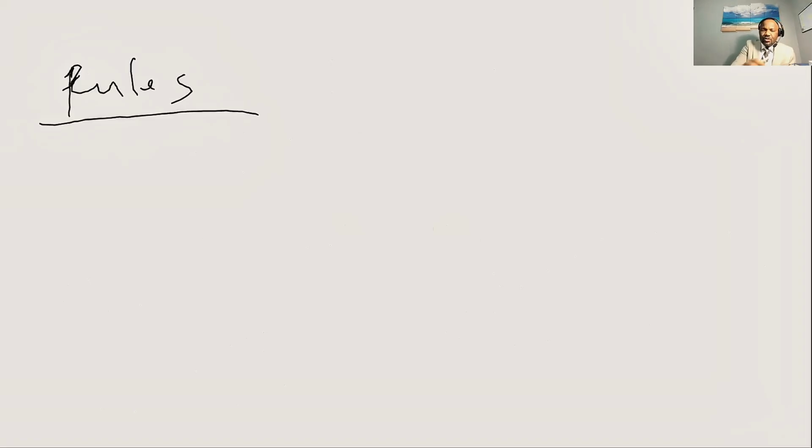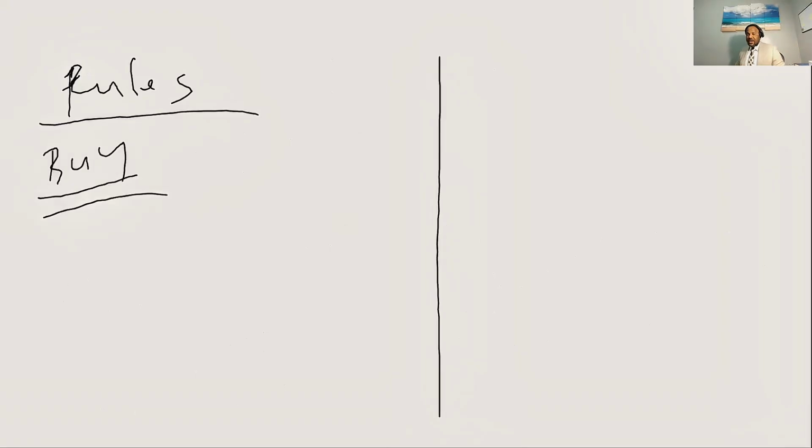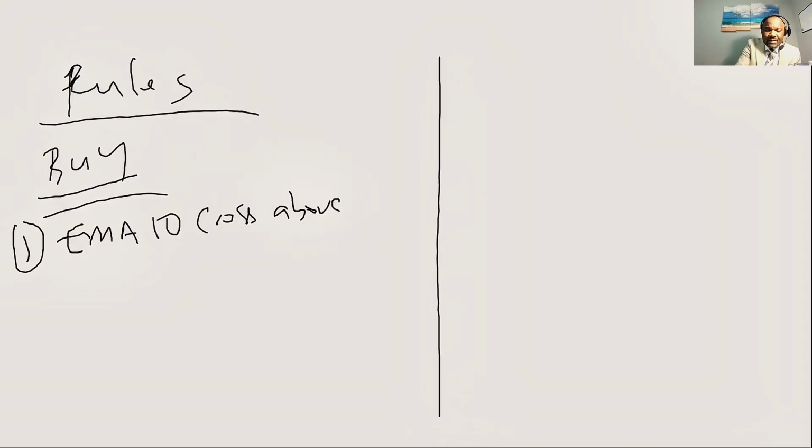So I'll do the rules for buy and I'll do the rules for sell. The rules for buy, before you can buy. Number one, the exponential moving average 10, EMA 10, must cross above EMA 20. That's the first rule to buy. It must cross above EMA 20.